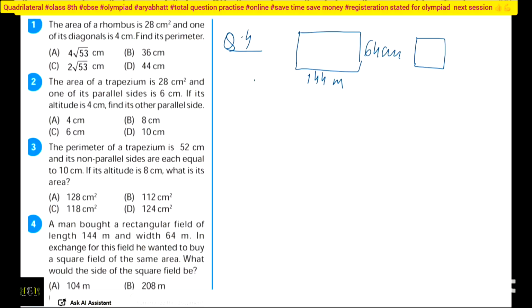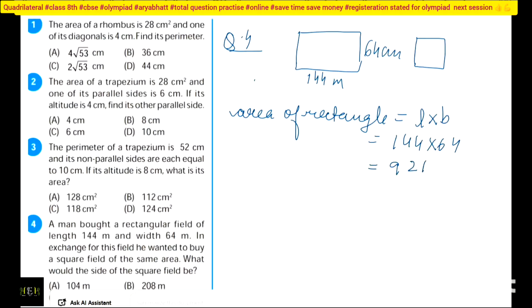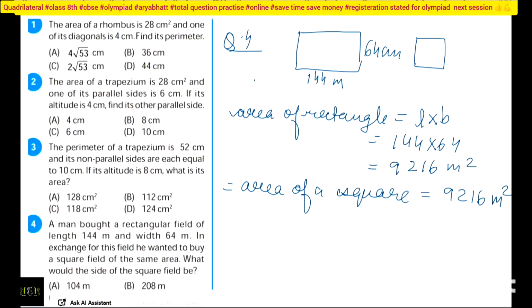Okay. So I will say that area first. I will calculate the area of the rectangle. What will it be? L cross B is equal to 144 into 64. What I will get? 9216 meter square. Now this area is equal to the area of a square, right? Area of the square is nothing but 9216 meter square.